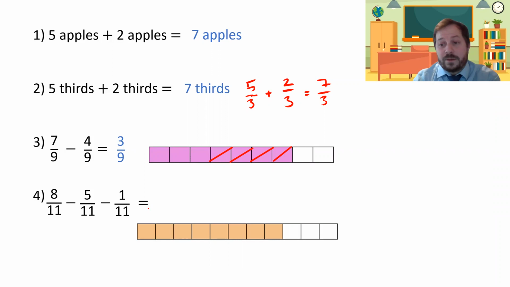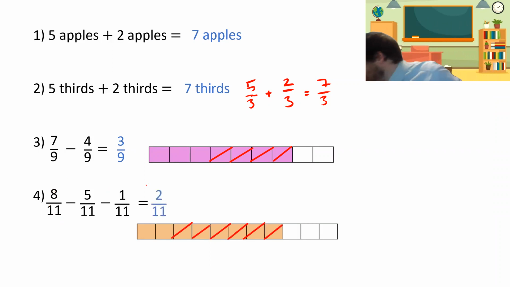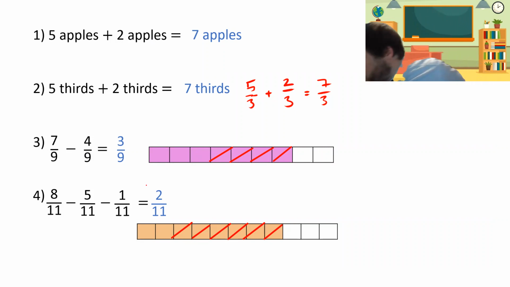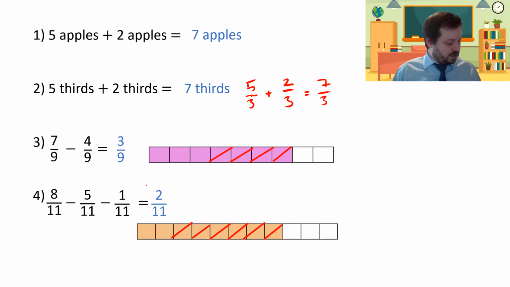The same here, we're talking about them in terms of 11ths, but we're doing 8 minus 5 minus 1. So 8 minus 5 minus 1 gives us 2. So the abiding thing that we have to remember is when we are adding or subtracting fractions, make the denominator the same, and then just deal with the numerators. And that's it. But let's go through and see whether there's anything else we need to pay attention to, sometimes with mixed numbers and that sort of thing. So maybe we need to think about that, but let's have a look.